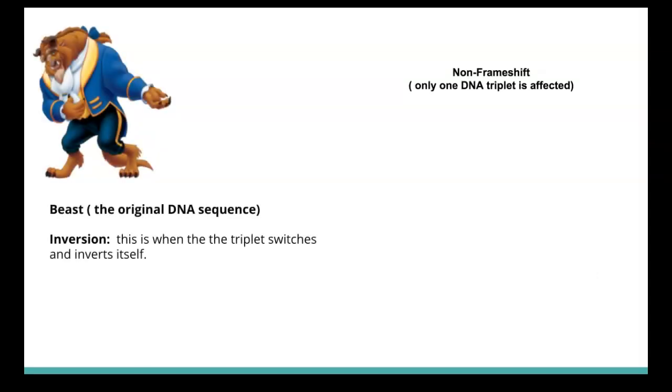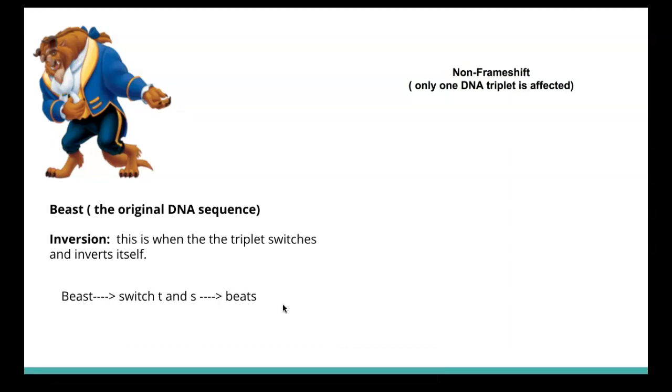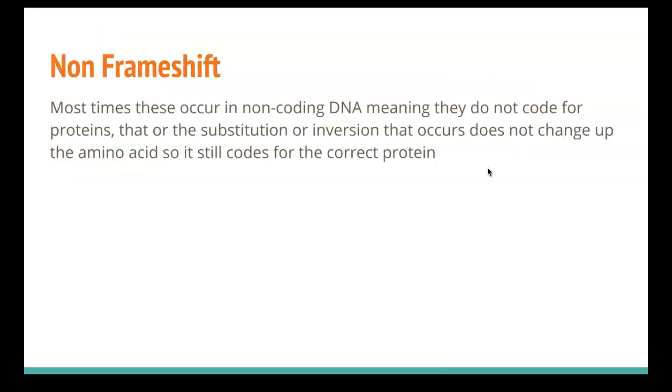And then the last type of non-frame shift that we have is an inversion, so taking letters and just reversing them. So if we take the S and the T in beast and switch them, it now says beats instead of beast. So again, a different word, and that is an inversion. We have it bolded. This is the one that inverts, okay? Again, inversions and substitutions are usually not as harmful, because they might only harm one of the actual genes or one of the proteins.